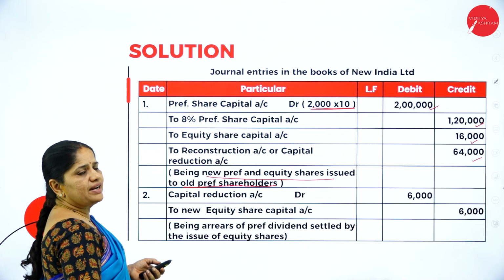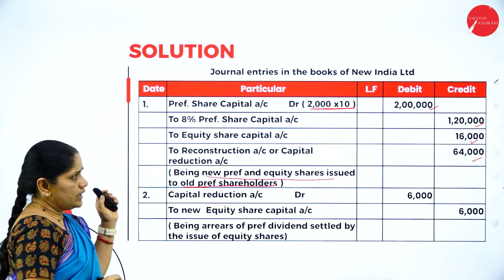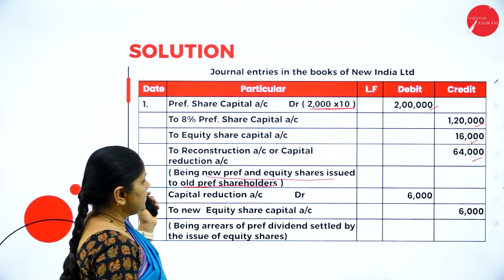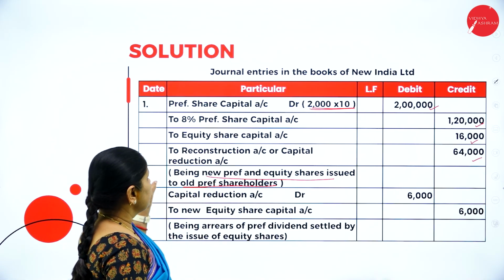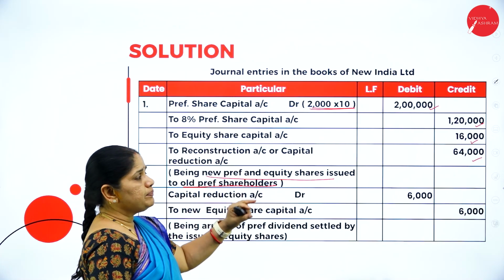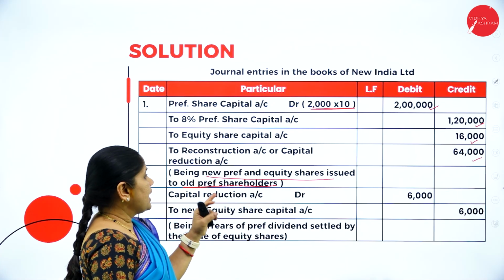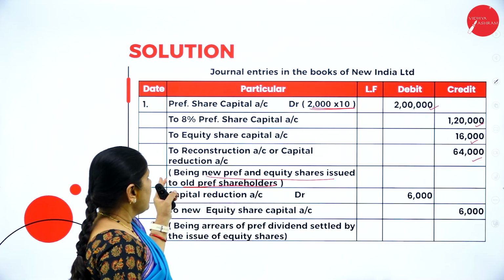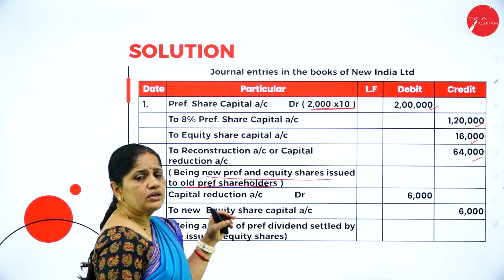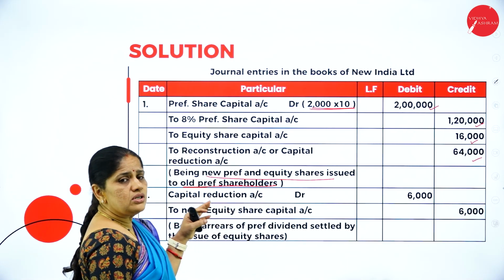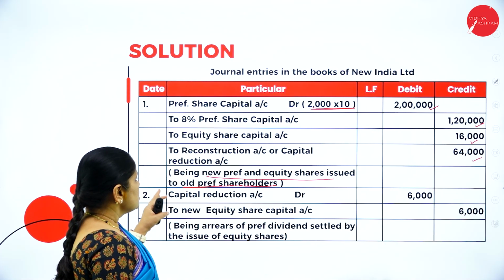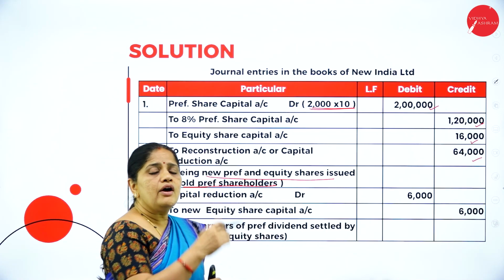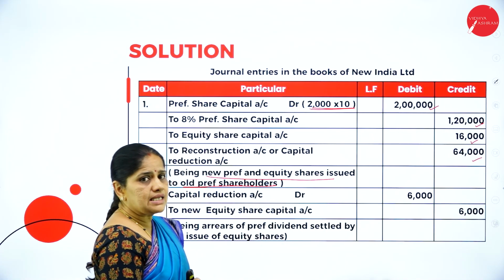Now, this is the capital reduction, being new preference and equity shares issued to the old preference shareholders. So we are issuing in their place 8% preference shares, 1,20,000, and equity share capital 16,000, and then reconstruction account, the rest of the balance goes to 64,000. So this will be the journal entry for reducing the preference capital.